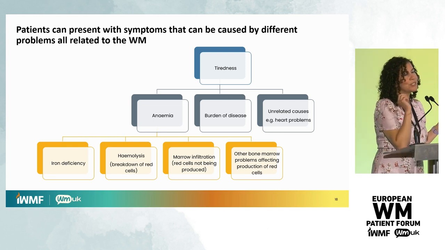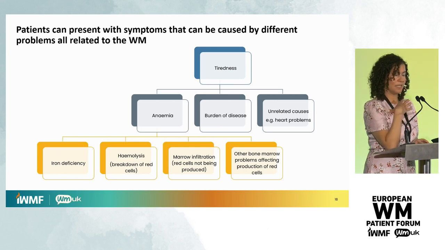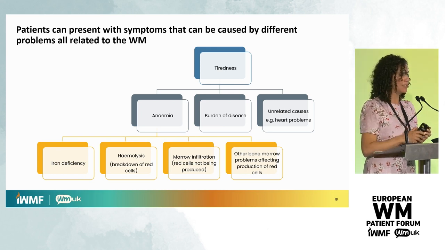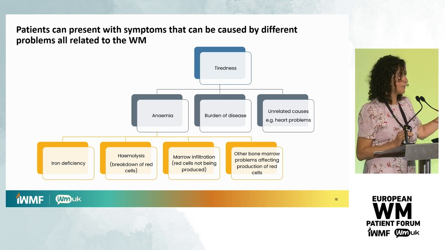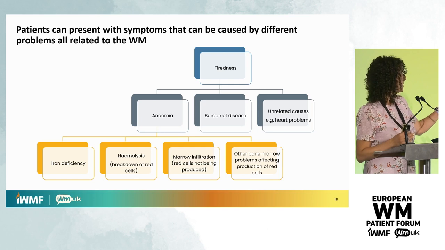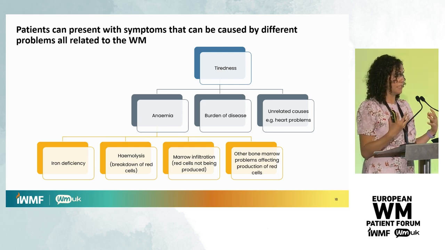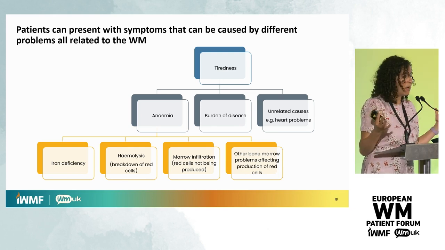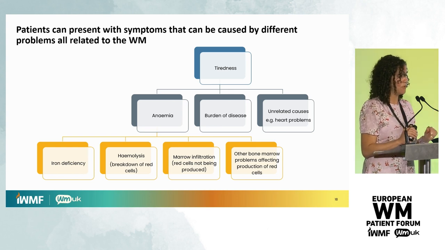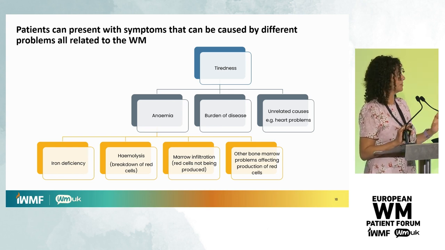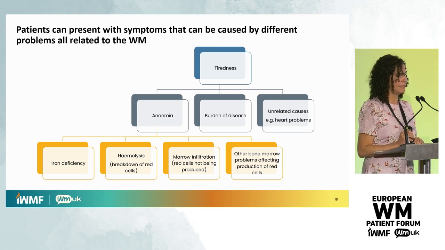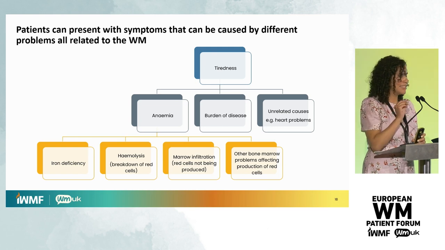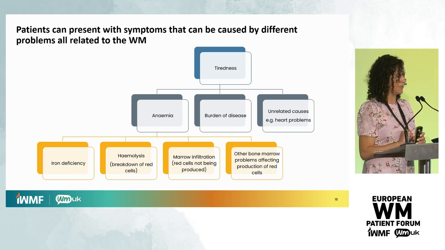So this is another one here, but just to say that if someone says to me that they're tired, which is a very common symptom and obviously not unique to patients with WM, what I'm looking for is, is the tiredness because of anemia, so low red blood cells? Could it be that they're tired because the burden of disease of the WM is increasing? Or are people tired because they've got completely unrelated causes, in which case treating the WM isn't going to make any difference to their symptoms? Some people may have heart problems, other problems that may be causing their tiredness. So having tiredness doesn't necessarily mean it's related to the WM directly.